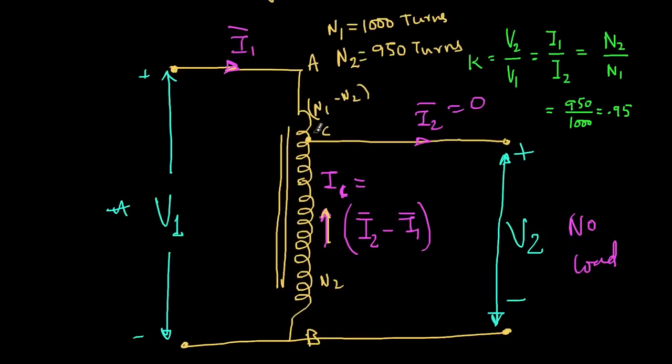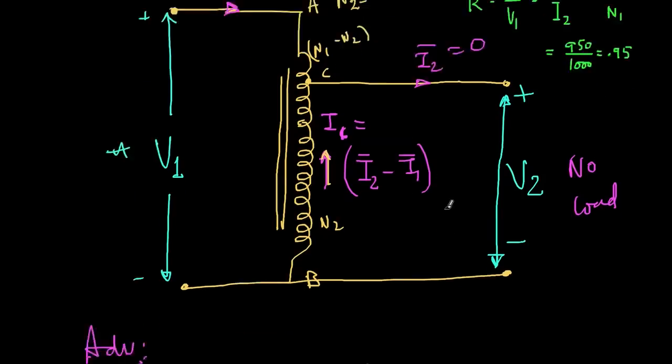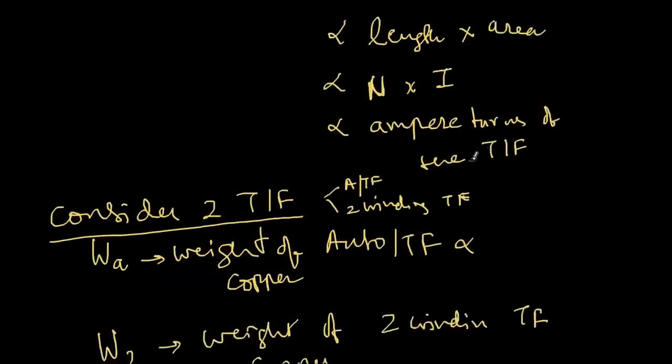Because you are going for step down, the voltage is stepping down, but the current will step up. Therefore, I2 will be magnitude wise more than I1, so this quantity will become positive. That's why this direction has been chosen for the step down transformer. But this is true only when we are talking about a step down transformer. We'll come back to that point here.